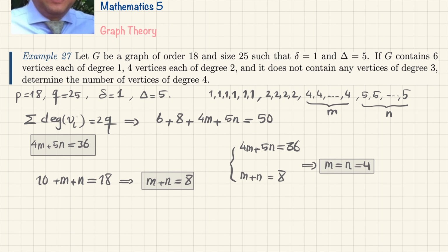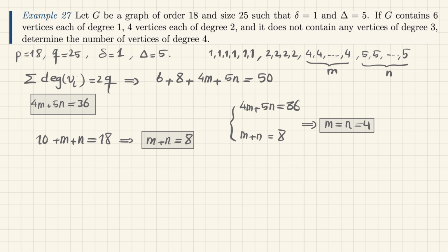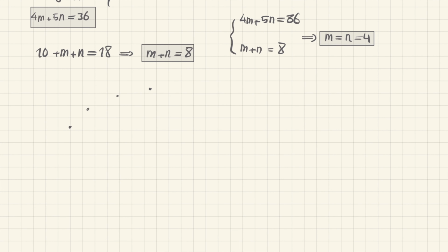But let us see if we can draw a graph for this. So here I have 18 points. Of course this is not demanded in the problem, but this is just an extra exercise that we want to do together. So let me draw them: 1, 2, 3, 4, 5, 6, 7, 8, 9, 10, 11, 12, 13, 14, 15, 16, 17, 18. And now I will try to draw a graph.